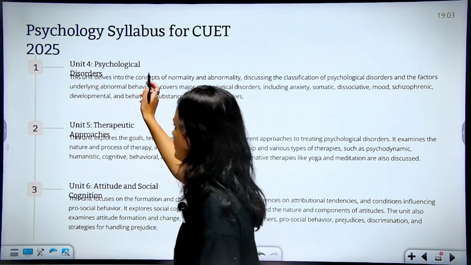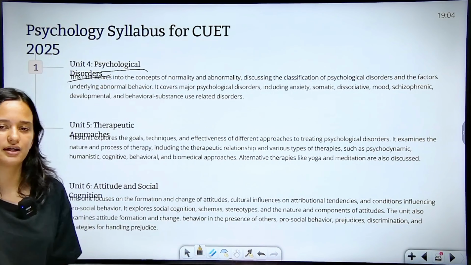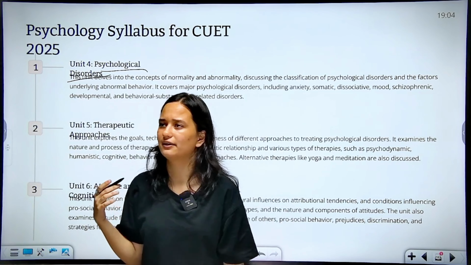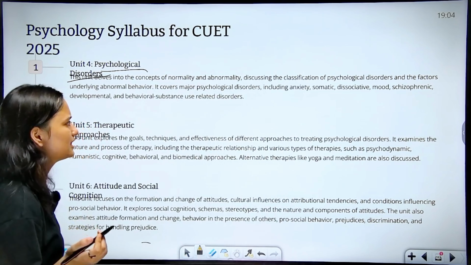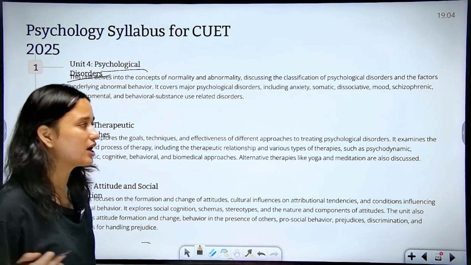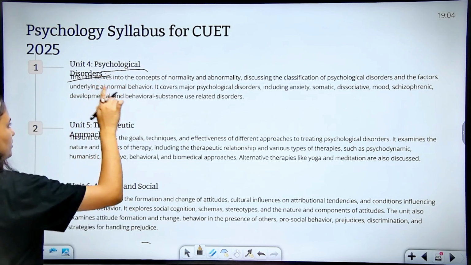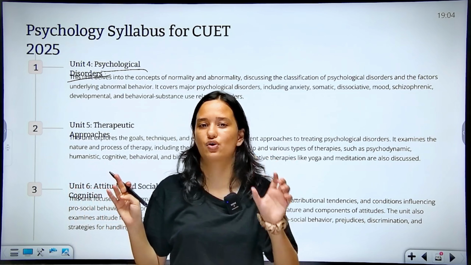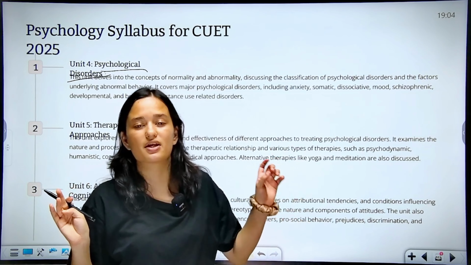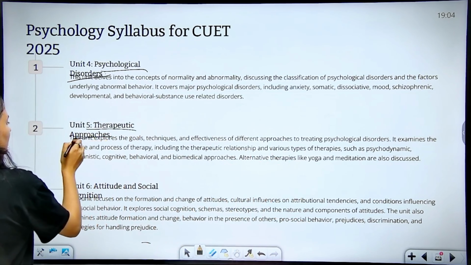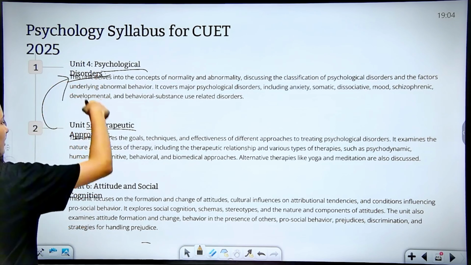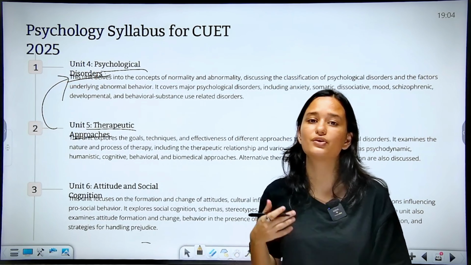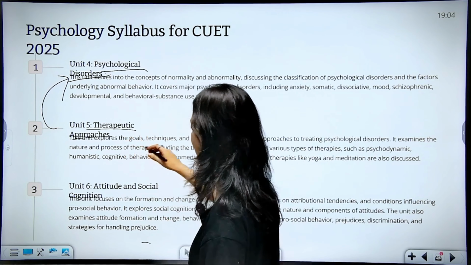Then we have unit 4, that is psychological disorders. It's a very interesting unit which talks about the different psychological disorders: schizophrenia, OCD, anxiety, amnesia. So this chapter has all the psychological disorders. You'll study the characteristics that an individual having that disorder possesses, and finally therapeutic procedures: how psychologists aim to treat those individuals, and what therapeutic procedures they approach.